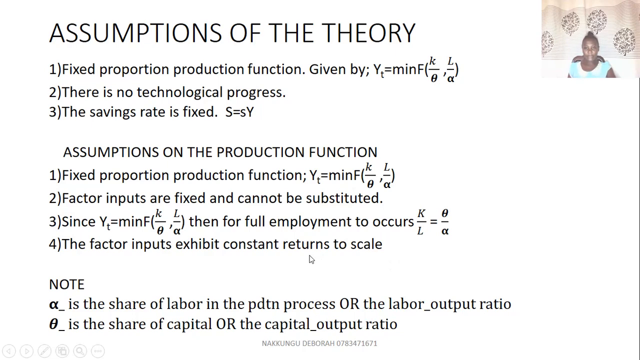I gave a brief note here just to tell you what the alpha and the theta are. I said the alpha is the share of labor in the production process, as I said previously, or we can call it the labor output ratio. Then the theta, I said it is the share of capital, but we can also call it the capital output ratio, and it is key in this theory that we are looking at, the capital output ratio.